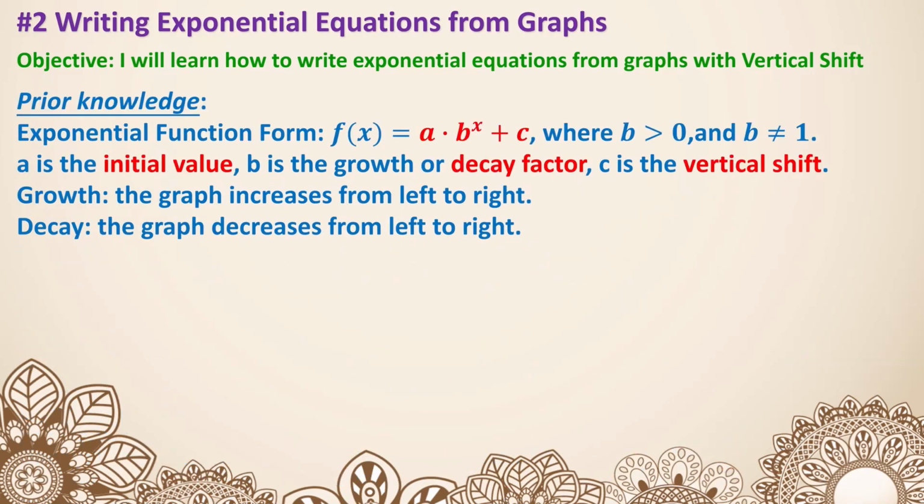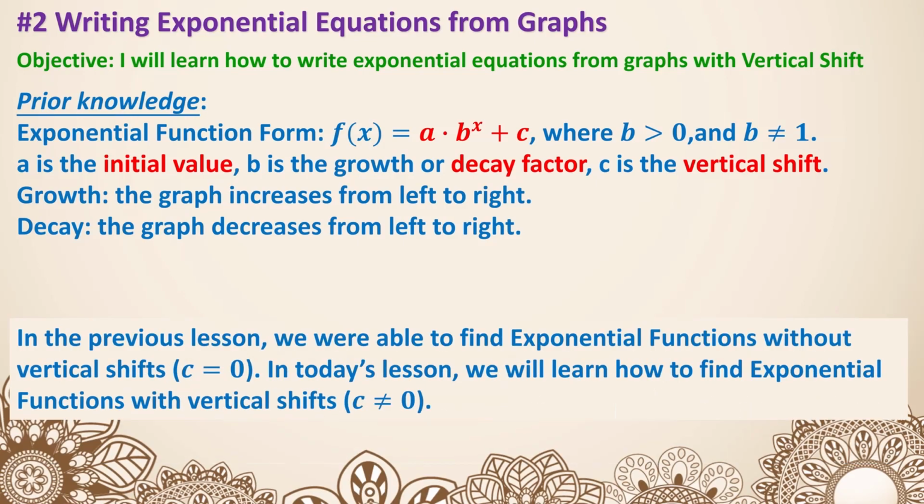Prior knowledge is something that we have been writing for a few times already. The exponential function form is f of x equals a times b to the x power plus c. A is the initial value, b is the growth or decay factor, and c is the vertical shift. We look at growth or decay from the graph. If the graph increases from left to right, it is growth. If it decreases from left to right, it is decay.